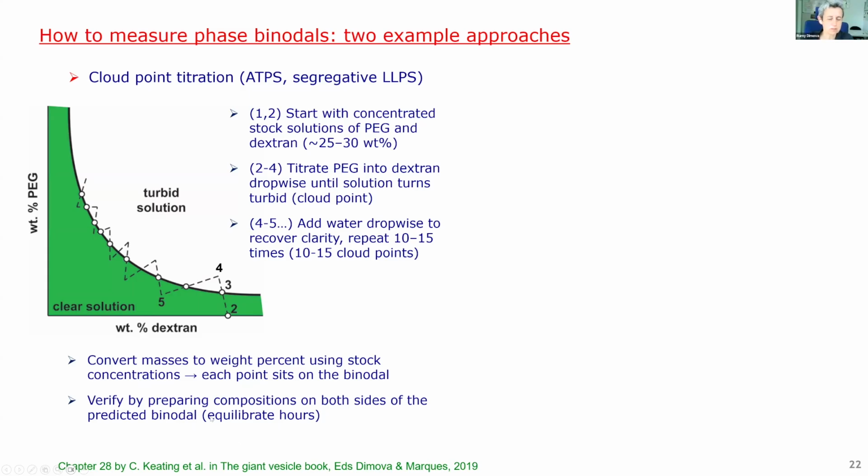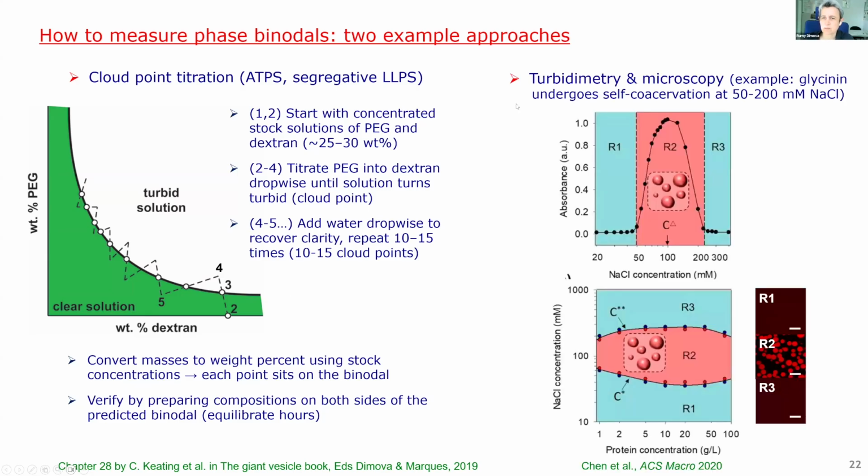However, you have to remember that you have to leave the system to equilibrate for hours to define this. Another way of resolving a phase diagram, and this is an example for a system that undergoes self-coacervation, is using turbidimetry and microscopy.